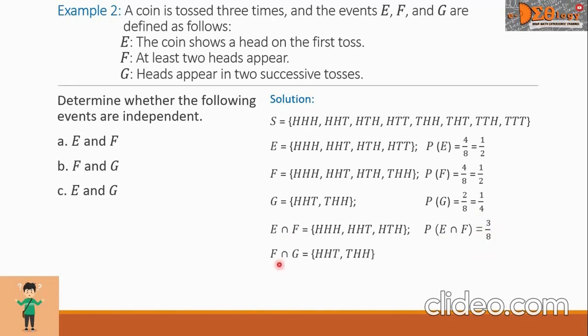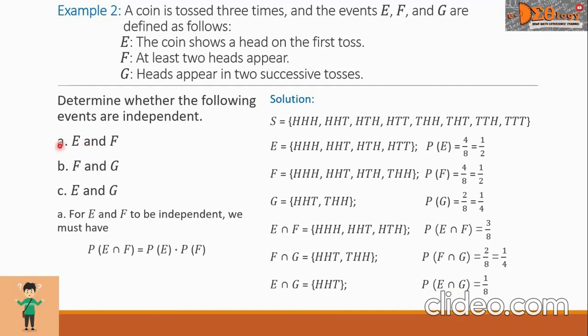Next is the intersection F intersect G. We have 2 elements here. So the probability of F intersect G equals 2 over 8, and 2 over 8 is simplified into 1 over 4. And then the E intersect G, there is only one element, and that is the HHT. And the probability of E intersect G equals 1 over 8.